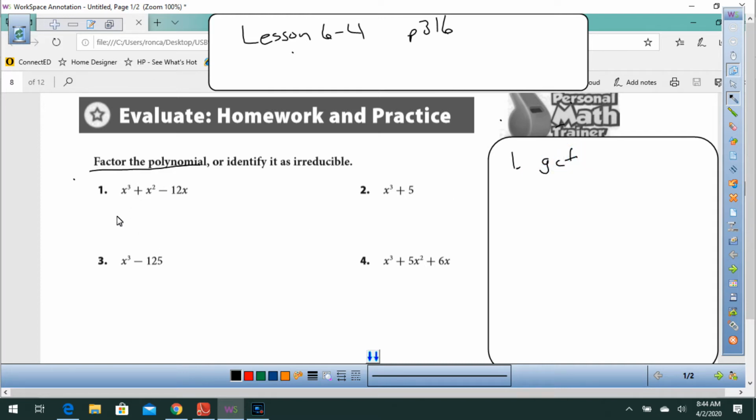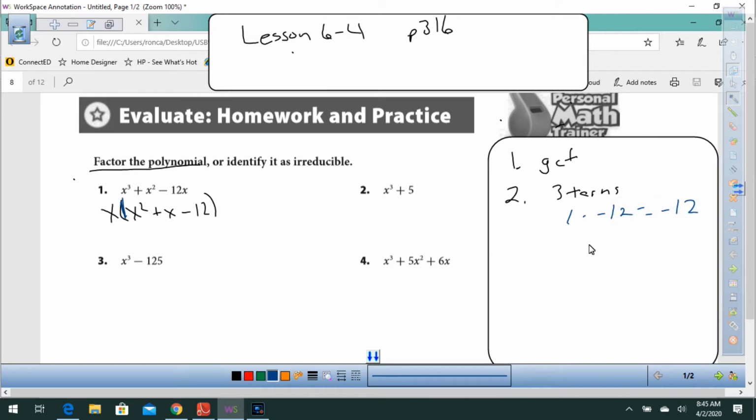Now what's the greatest common factor in there? You have x. If you take that out, that leaves you with x squared plus x minus 12. That's what you've got left. So step 2, count the number of terms. 1, 2, 3. So there are 3 terms. When you have 3 terms, you do a check, and this a here is a 1. So 1 times negative 12 equals negative 12.